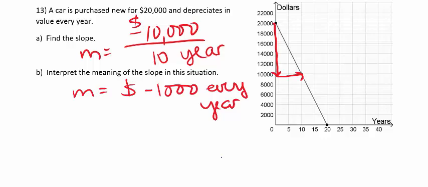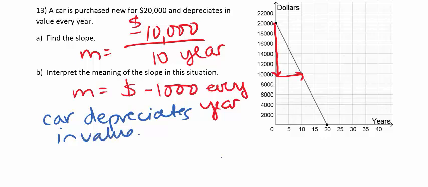Now we want to interpret the meaning of the slope for this situation. Well, we have a negative $1,000 every year. So that means that this car is going to depreciate, which means loses value. It depreciates in value $1,000 every year.